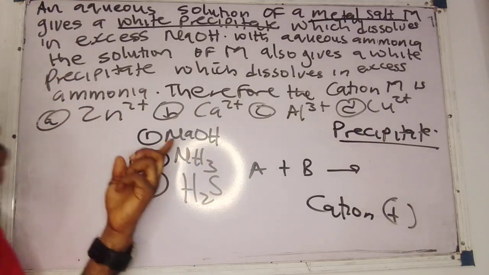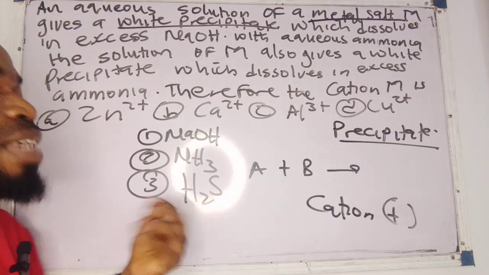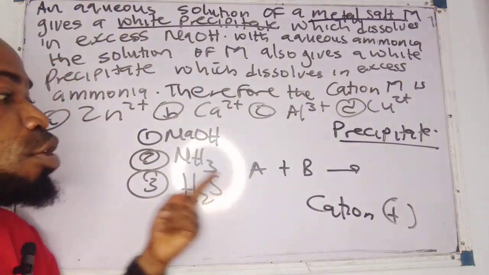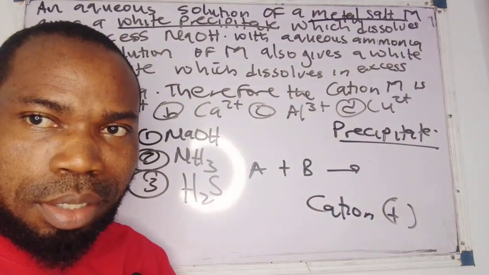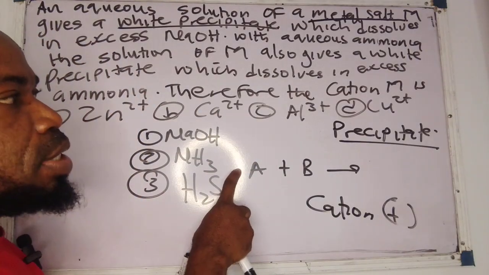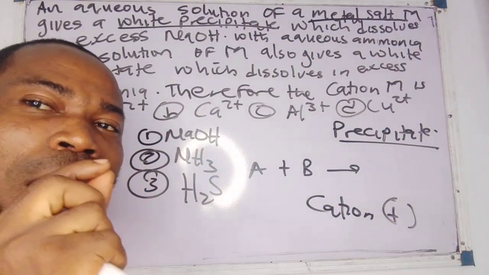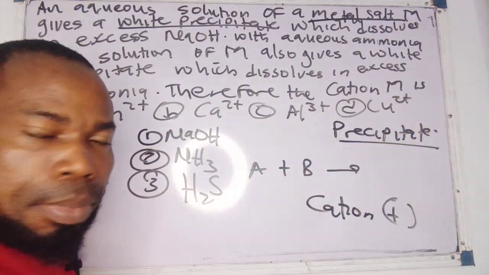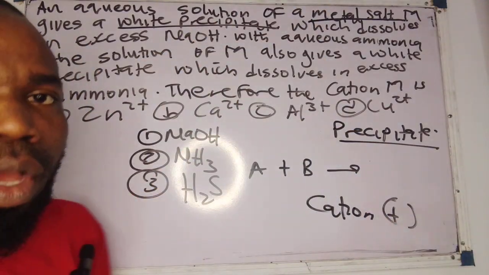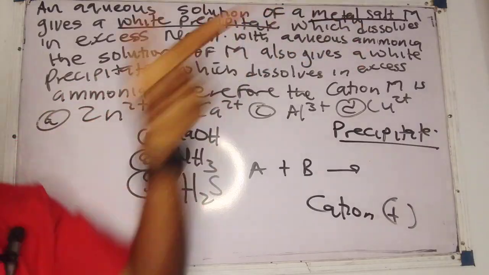So a good example is sodium hydroxide is a precipitating agent, ammonia is a precipitating agent, hydrogen sulfide is a precipitating agent. Again, you must know that hydrogen sulfide is a good reducing agent. That means if all these react with metallic ions, they will form a precipitate. I can use that precipitate to confirm the presence of this metallic ion. If you check the question very well, you are going to notice that there's a color that is being formed. So I can use it to confirm it.